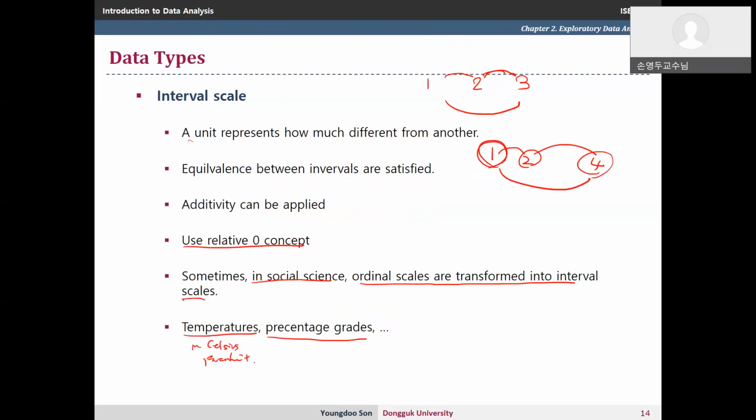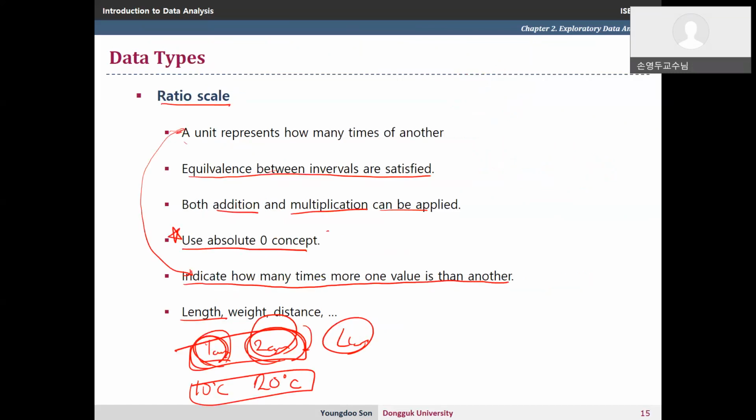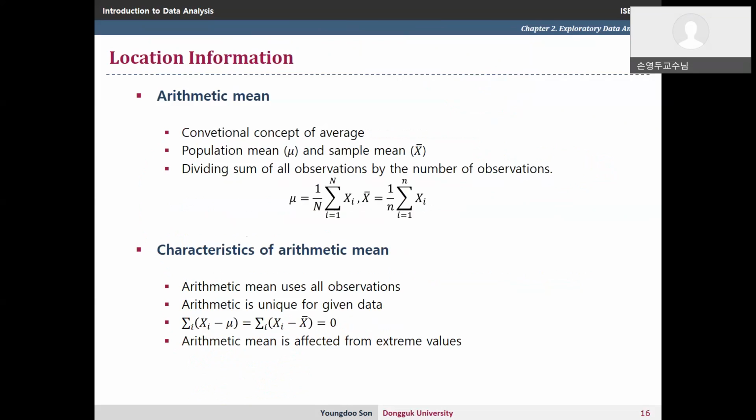However, it does not use the absolute zero concept. So zero does not mean nothing here. Zero is just zero. Zero is just one less than one, or one more than minus one. Zero does not have any special meaning. However, in the ratio scale, zero means zero. In other words, zero means nothing. So in the ratio scale, the ratio between two feature values is defined. Okay, this was the review of the last class.